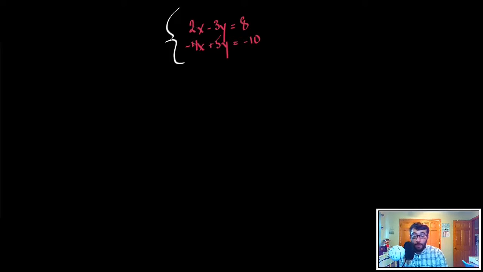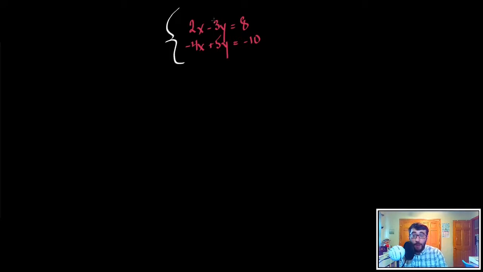Well, 2 goes into 4. The least common multiple between 2 and 4 is 4. And since one of these is already 4, I would only have to multiply one of the equations. However, if I was looking at y, and you can still do this for y, it's just going to be a little bit trickier, okay?